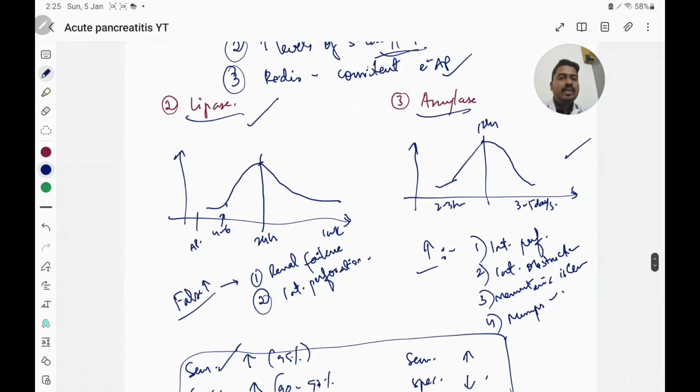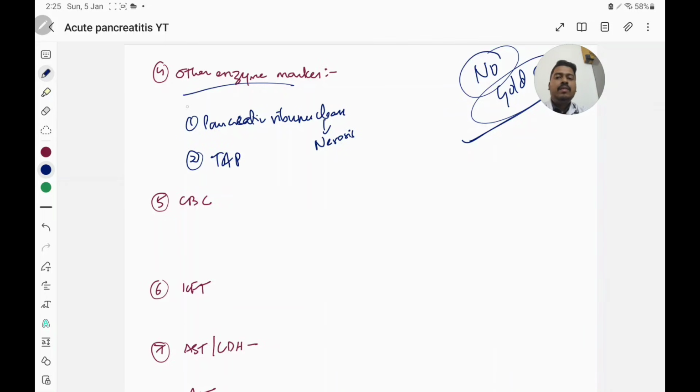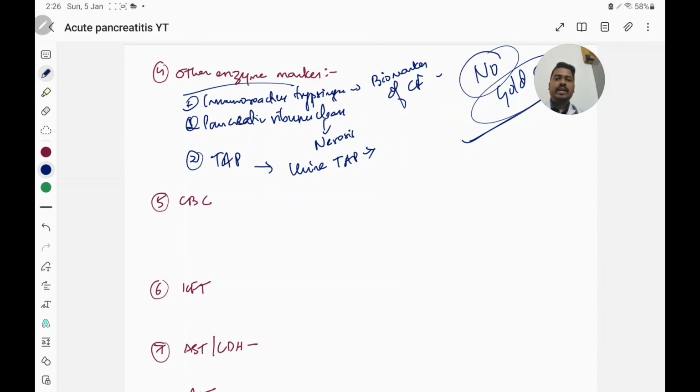So we have seen two enzymes, that is lipase and amylase. Are there new enzymes which are coming up? Yes, there are new enzymes. One is pancreatic ribonuclease. Okay, I don't know what is the application right now. We are not using it in our setup. Pancreatic ribonuclease is useful for necrotic pancreatitis. Okay, and one more is immunoreactive trypsinogen. This has application especially as a biomarker of cystic fibrosis. Second is pancreatic ribonuclease, and third is TAP. Okay, and urine levels of TAP are used in diagnosis of pancreatitis. Okay, but it is all upcoming.